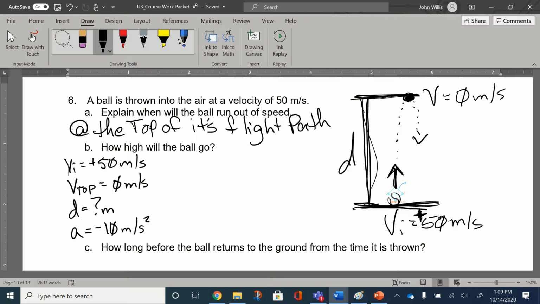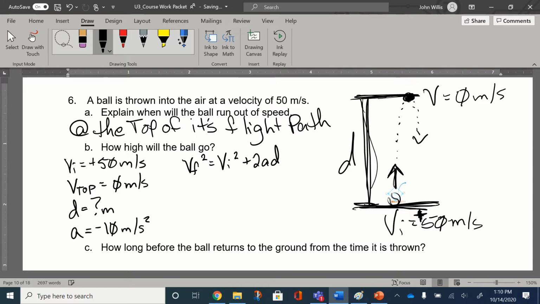Anyways, so in this particular case, we know this set of information. We know nothing about time. We've got two velocities, a distance we're solving for, and an acceleration. No mention of time has been provided. So the equation I'm going to use is VF squared is equal to VI squared plus 2AD, because this is the only equation that doesn't contain time.